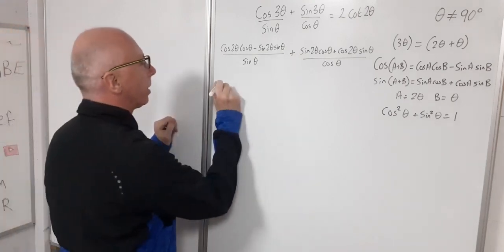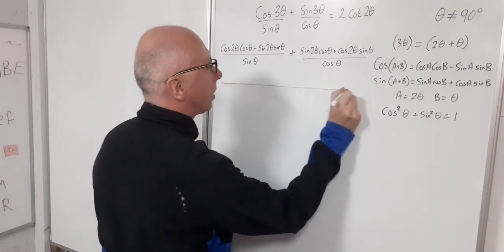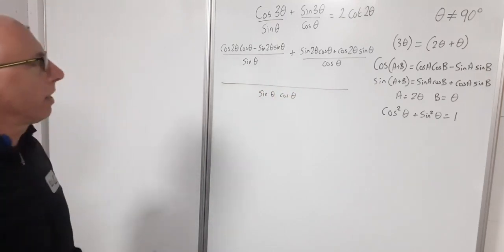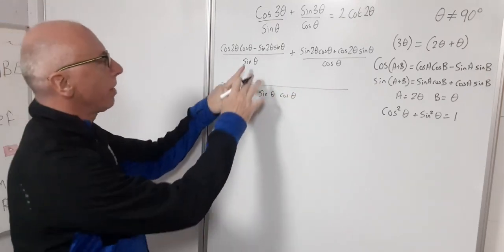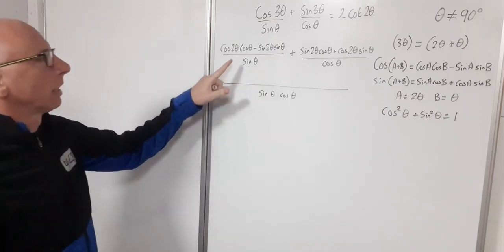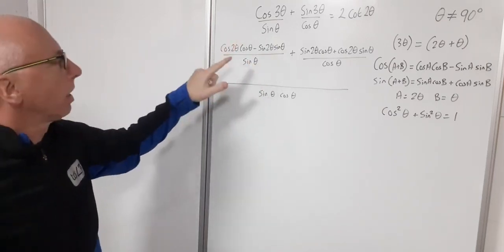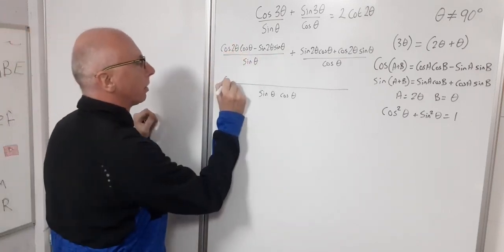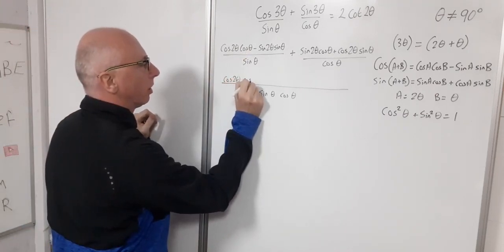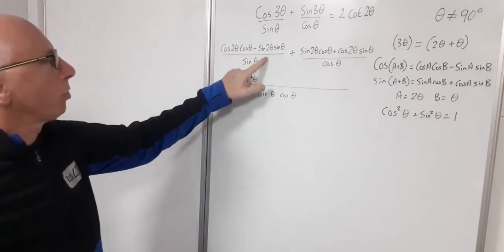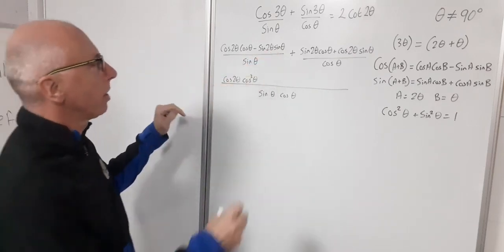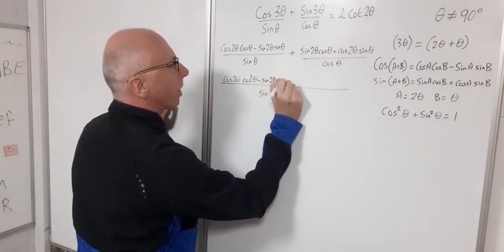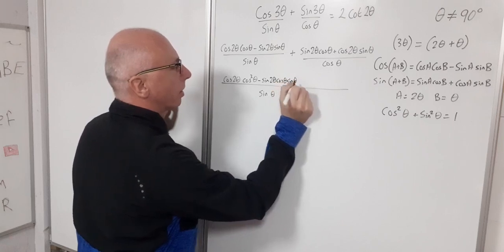Let's get a common denominator. So now we've got sine theta cosine theta. Right, let's see where this takes us. So now I need to multiply this side by cosine theta. So let's do both of these terms here. If I do this one, I'll have cosine 2 theta and cosine squared theta. So that's good. And then I've got to subtract this one and multiply all of this by cosine theta. So now I've got minus sine 2 theta, cosine theta, sine theta.